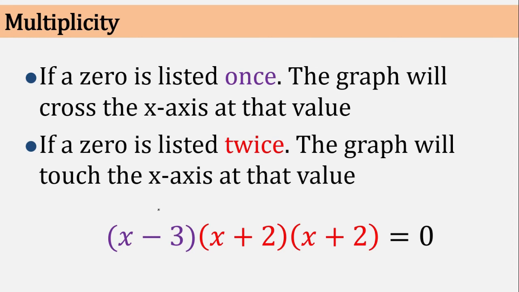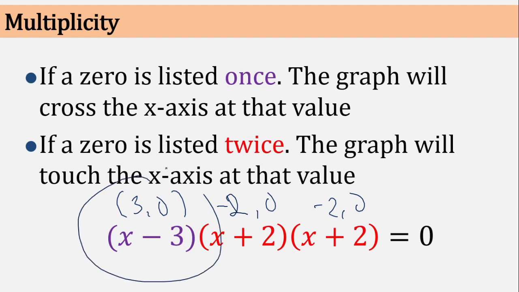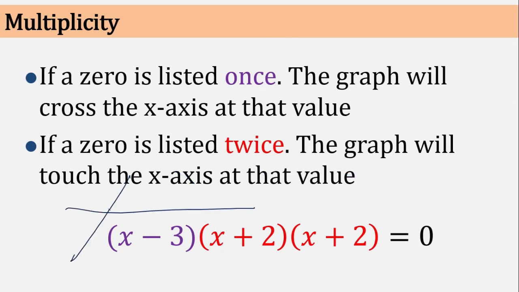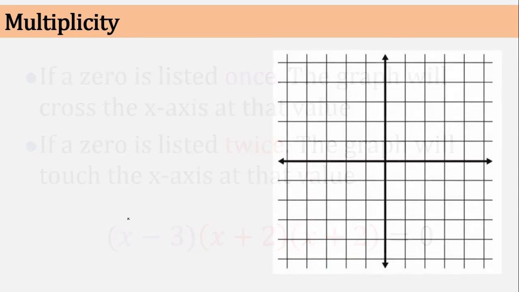Now as you can see, the x-intercept here is (3, 0) because we equate it to 0. The value here is negative 2, and here is negative 2 also. See how this zero appears only once and this zero appears twice. Meaning this zero will pass through the x-axis at point (3, 0), and this zero will touch the x-axis at point (-2, 0). Let me illustrate it to you.